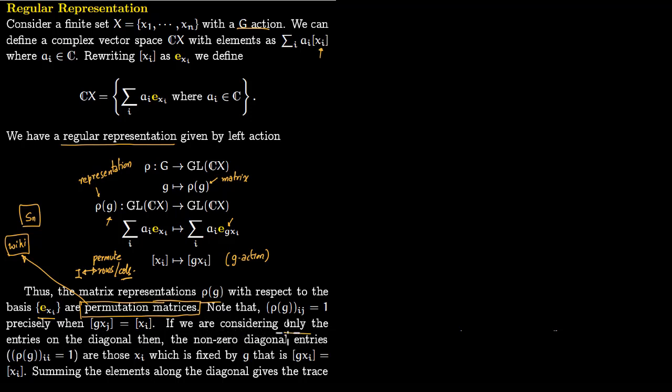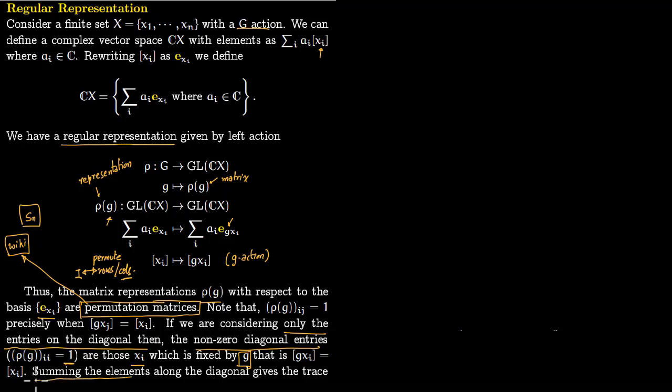So if we are considering only the entries on the diagonal, because we are talking about the characters, and the character is the sum of the entries on the diagonal, the trace, so we are only considering entries on the diagonal. So the non-zero diagonal entries are precisely those which are 1, because there is 0 otherwise. As I said before, it is just permuting the rows of the identity matrix. So the diagonal entry, if it is non-zero, is just 1, because the identity matrix just has zeros and ones. So these are precisely those xi which are fixed by this G, so that gxi on the basis is xi.